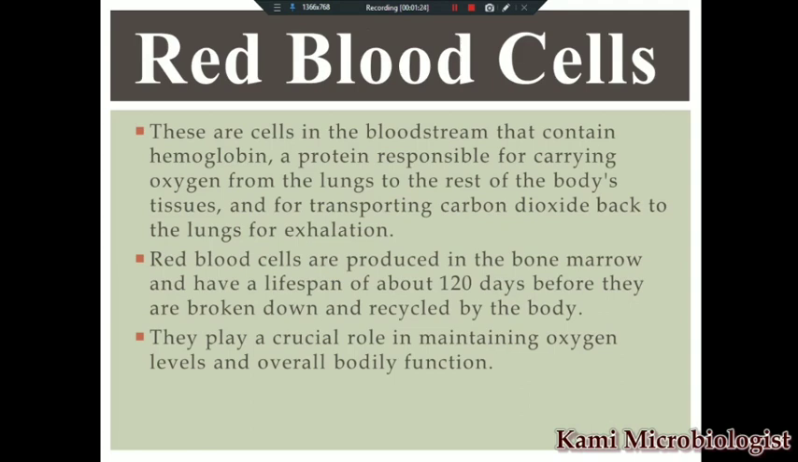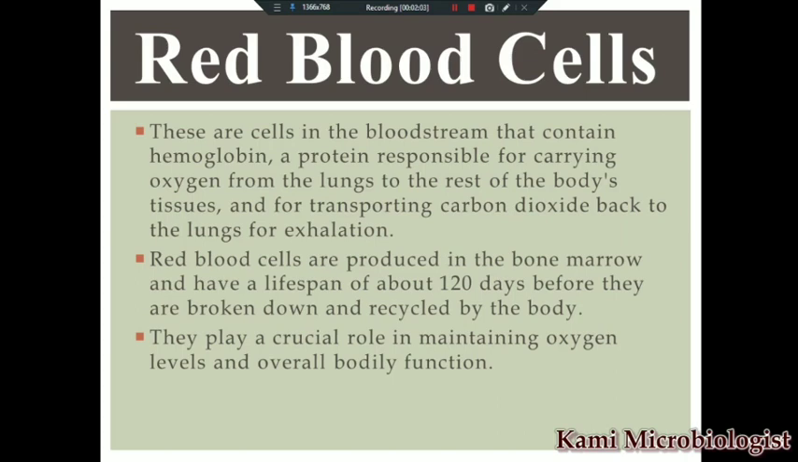Before explaining each and everything, first of all we have to know about the red blood cells. I already explained this, but here I will talk a little bit about what a red blood cell is. It is the type of blood cell that mostly circulates in the bloodstream, and it contains hemoglobin, a protein. This hemoglobin carries oxygen from the lungs to all parts of the body, and it also transports carbon dioxide back to the lungs, and then it is expelled from the body. So this is all about the red blood cell function.